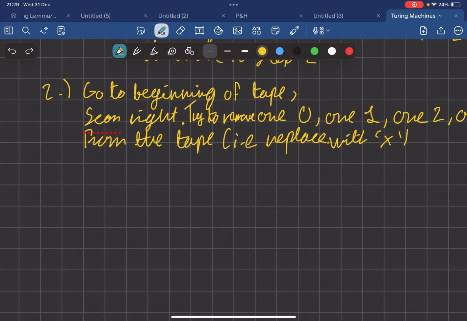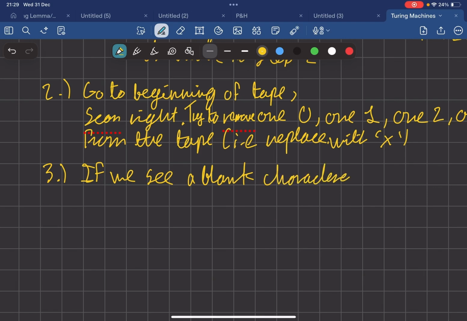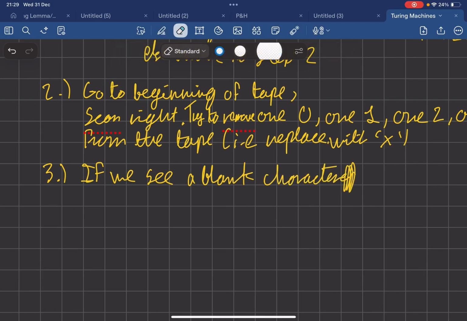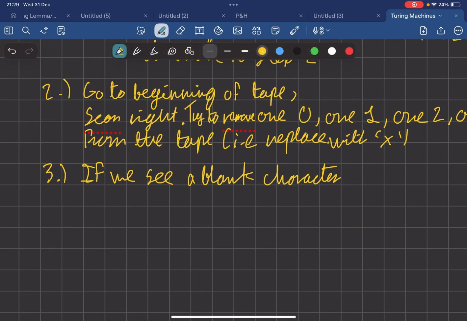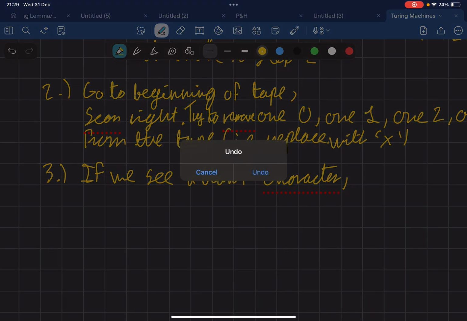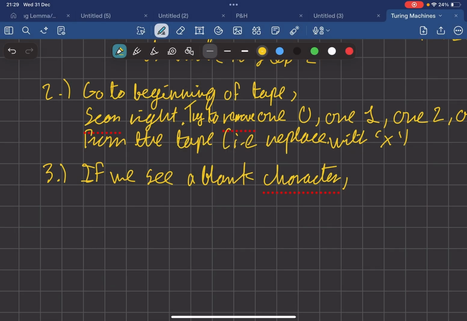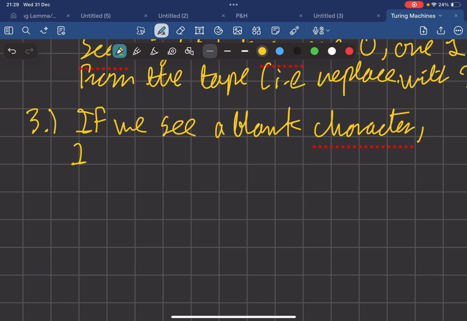So the next step is to say what happens when we see a blank character. Blank character means we went through the tape and reached the end of the input section. So when we see a blank character, as we said before, if we reach the end of the input and it's the case that we couldn't remove at least one of the characters, but we did remove others, that means there was a disbalance in the counts.